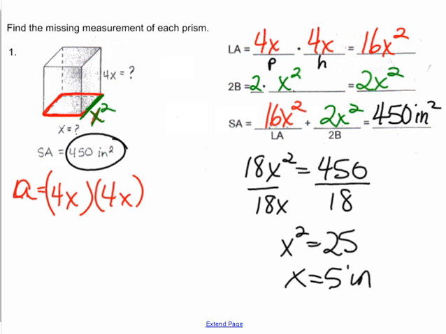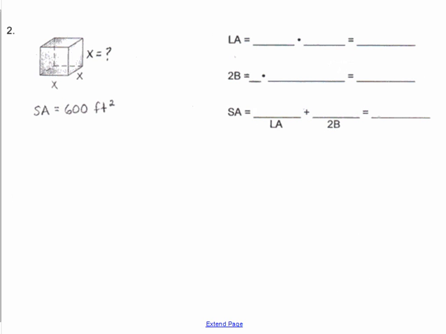All right. Let's see if I can do this one now. All right, we have the lateral area is going to be the perimeter times the height. Well, the perimeter, again, if we add all this up, x plus x plus x plus x is 4x. The height is x. So when we multiply those together, we end up with 4x squared.